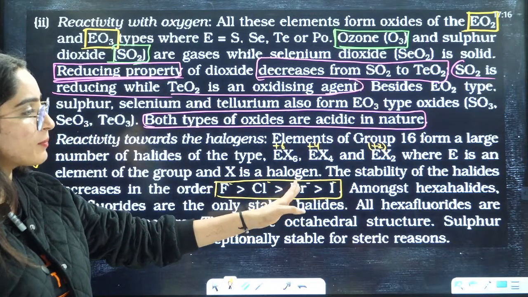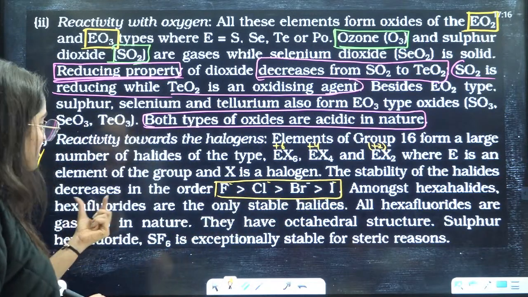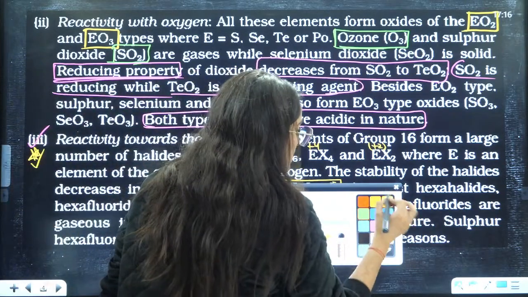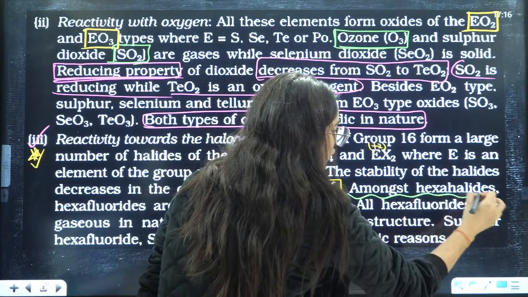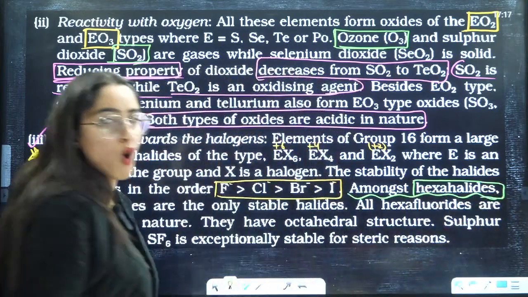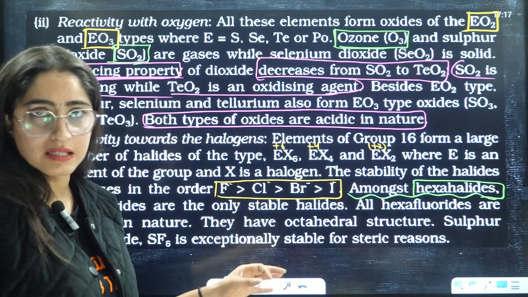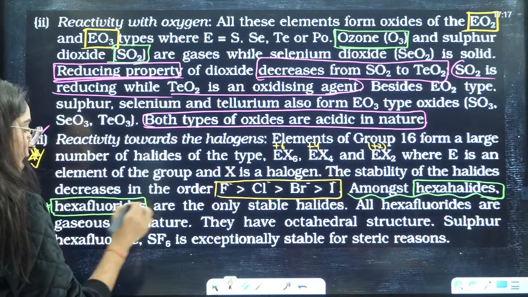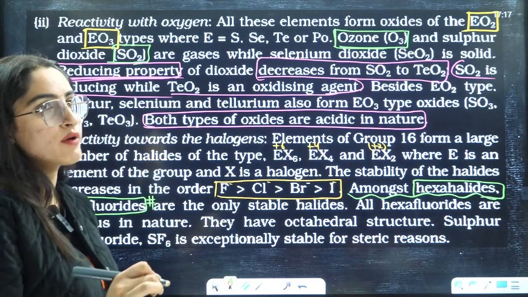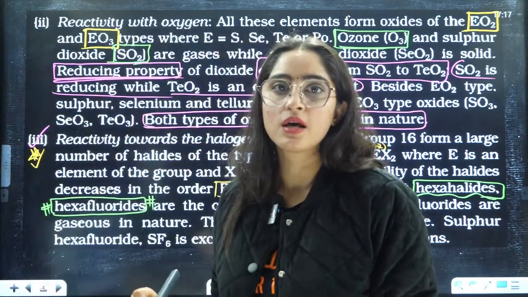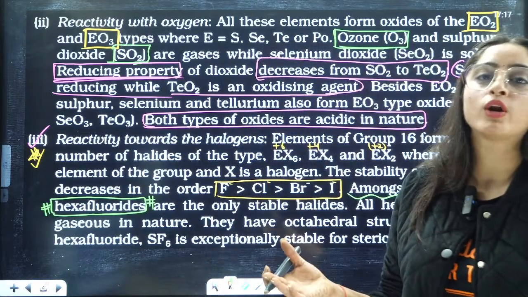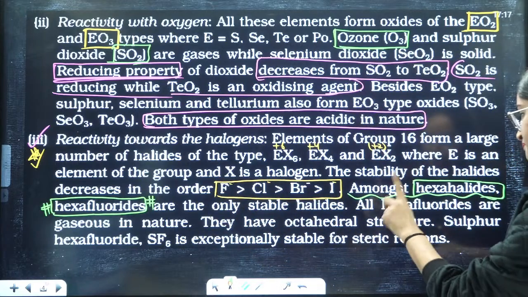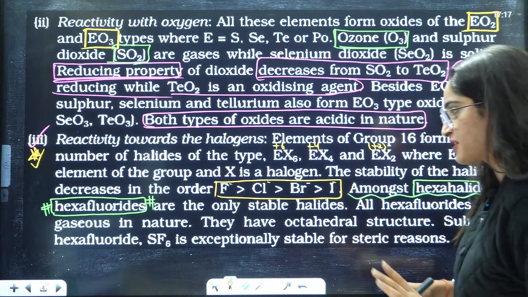Amongst hexahalides, hexafluorides are the only stable halides. This question has also been asked: if you talk about hexahalides of group number 16, only hexafluorides are stable. That's why you have seen SF6, that is a stable molecule that we talk about in chemical bonding. They are the only stable halides. All hexafluorides are gaseous in nature.